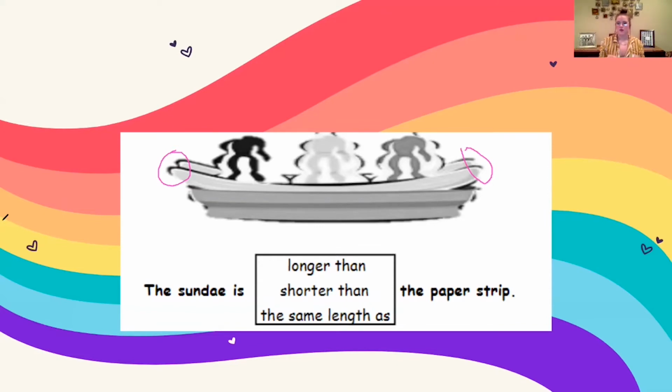All right. So if you did pause it, what did you get? Right now, with my paper strip, I have that the sundae is shorter than the paper strip because mine didn't quite meet end to end effectively. How about you? Excellent. Okay, so let's move on. Clear this. All right, let's try another one.